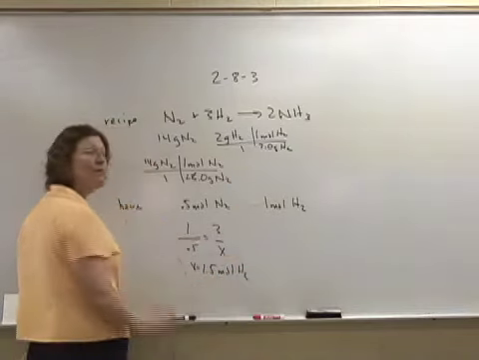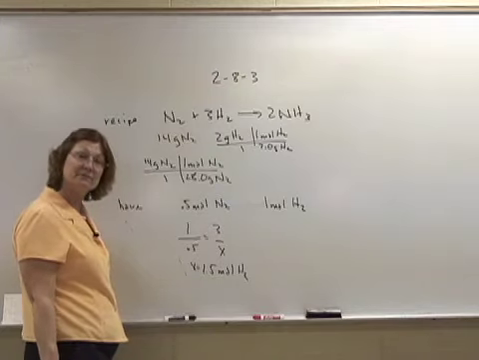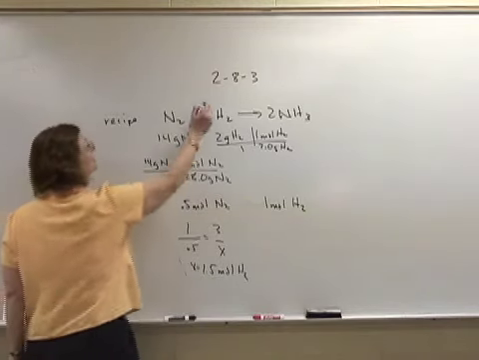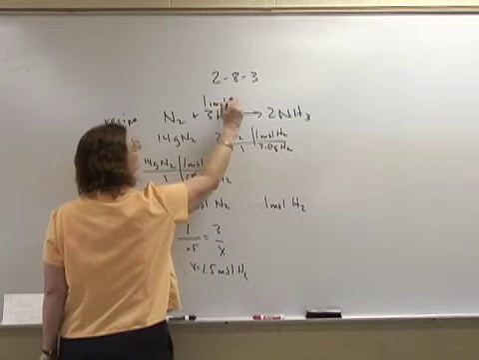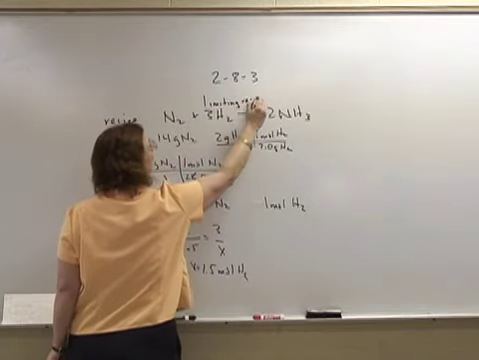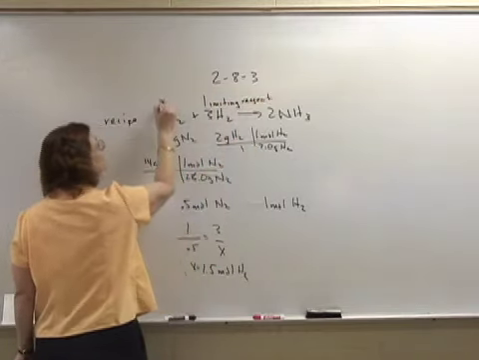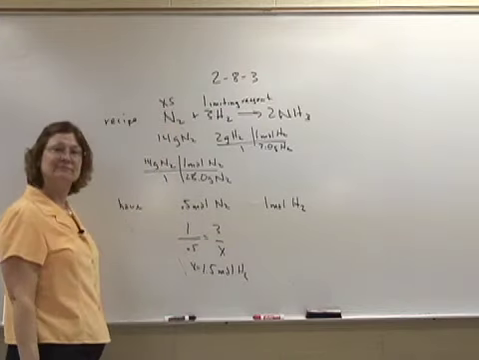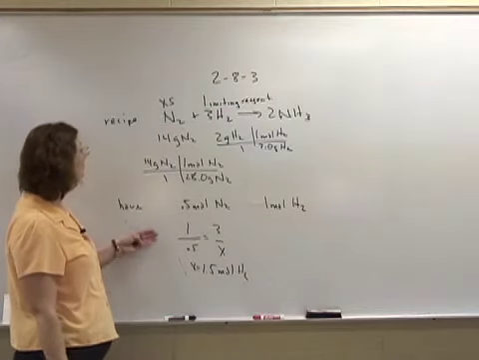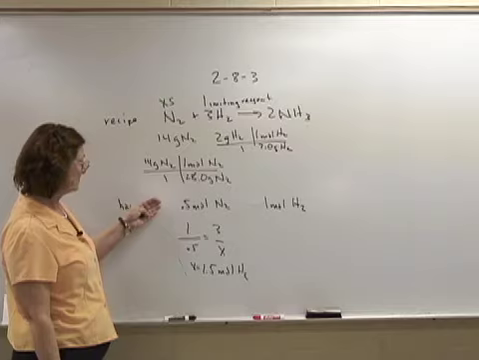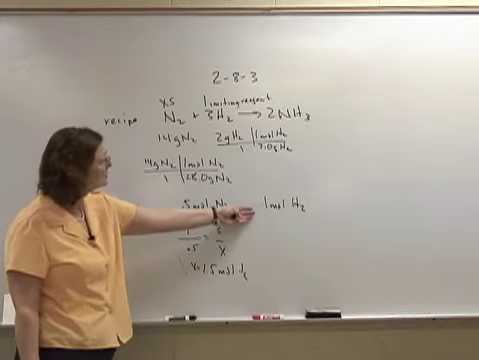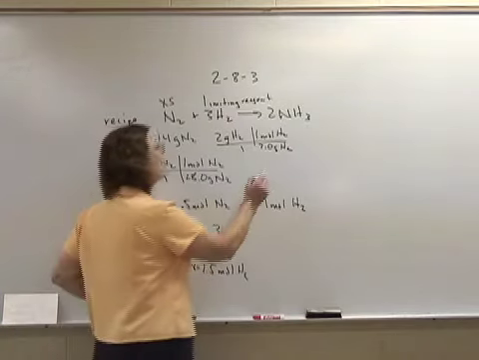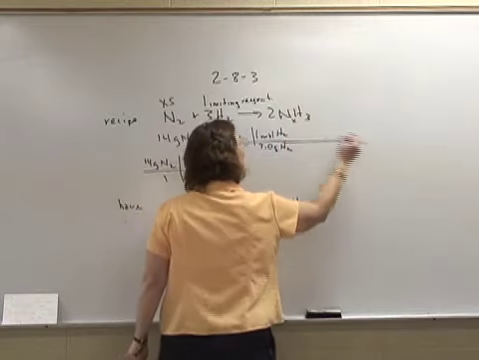And I see that I only have 1 mole of hydrogen. So therefore, hydrogen is my limiting reagent. And nitrogen is in excess. And then I would use my limiting reagent to determine how much of my ammonia could be formed.